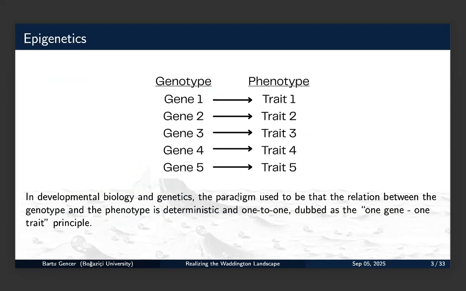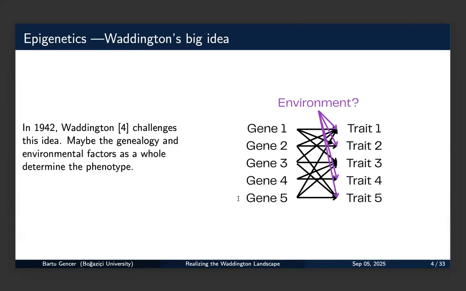So long before, in developmental biology and also in genetics, there was this understanding that the relationship between the genotype and the phenotype was one-to-one. And also another understanding, which was not really disclosed but still prevalent, was that the genotype only seldomly affects the phenotype. This idea was first challenged by Waddington in 1942, and he proposed that maybe each gene can affect multiple traits, and also each trait may be influenced by a number of genes, and also maybe even things other than genes, such as the environment.